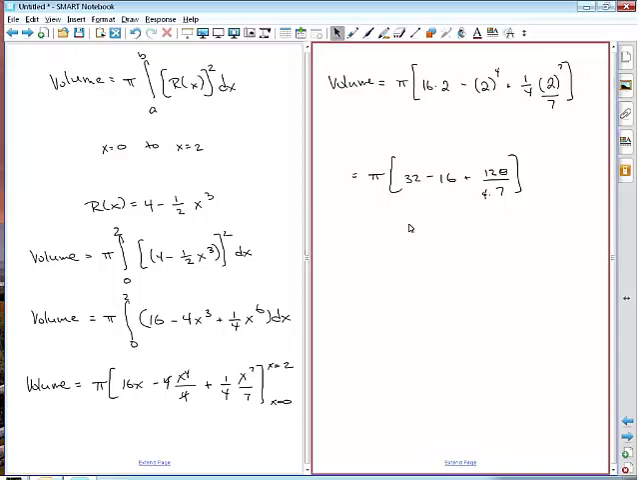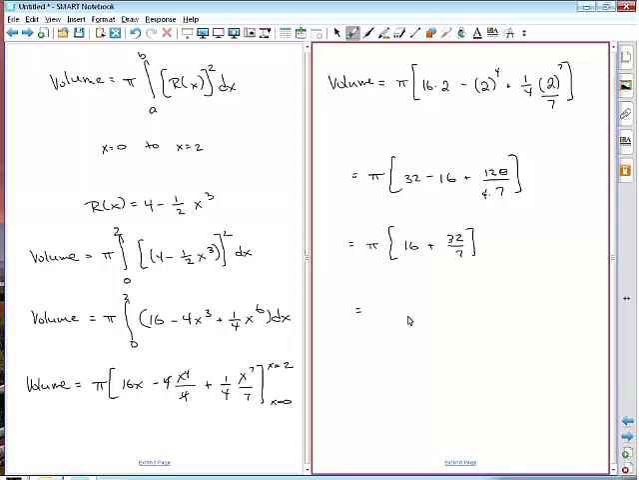So let's simplify a little bit here before we try to find a common denominator. So we'll have 16 minus 128 over 28. Let's go ahead and divide 128 by 4. 128 divided by 4 is 32. So we'll have 32 sevenths. And this should be plus.